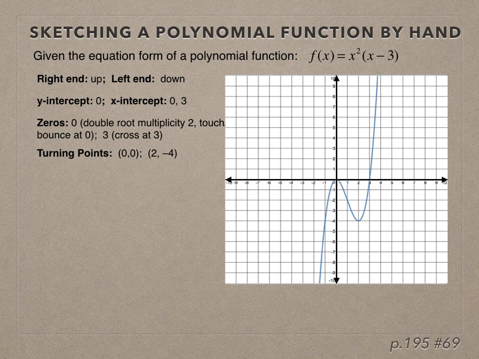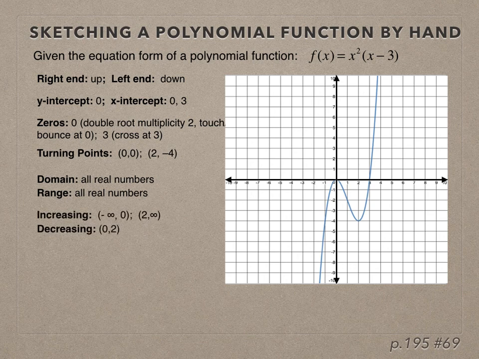Now we're asked to look at the domain. The domain is what are the allowable x values, all real numbers, and all real numbers are allowed in my range. Where is this function increasing? It is increasing from negative infinity to 0, and then again from 2 to positive infinity. It is decreasing in that little section of the curve from x equals 0 to x equals 2. Notice the notation that I use is not ordered pair notation. This just means decreasing from 0 to 2 along the x-axis.